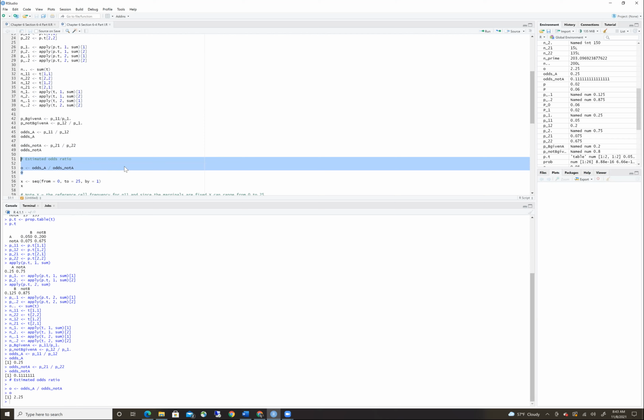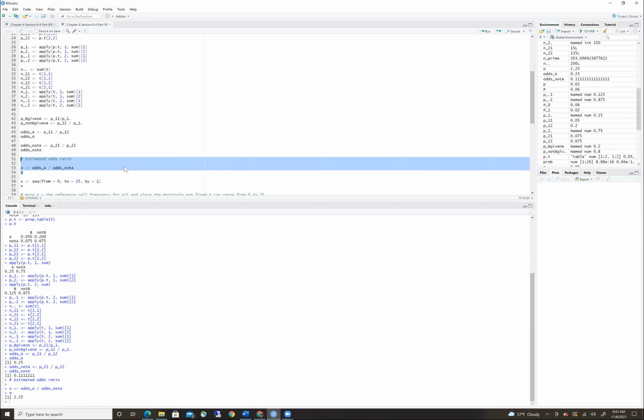Now, working through 6.4, we'd like to test a hypothesis. Essentially, we are testing the hypothesis that the odds ratio is equal to 5, against the two-sided alternative hypothesis that the odds ratio is not equal to 5.